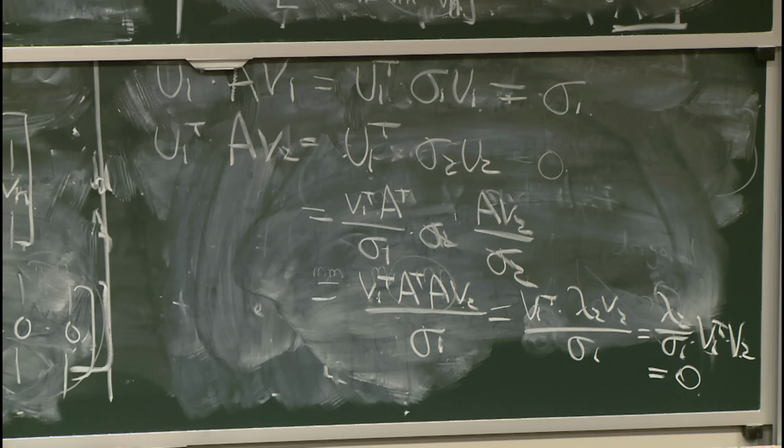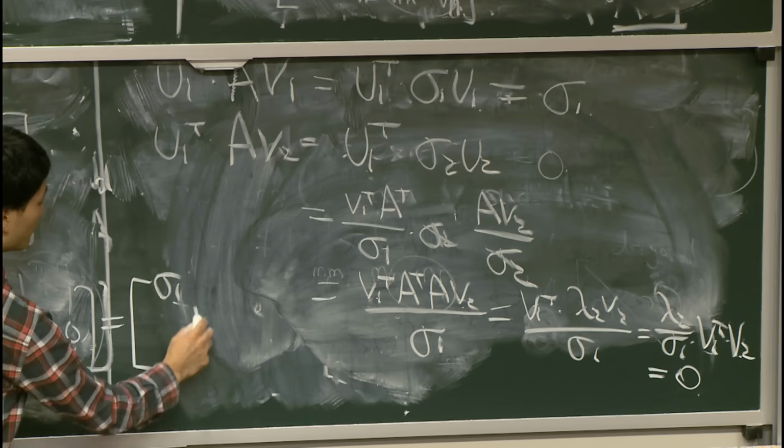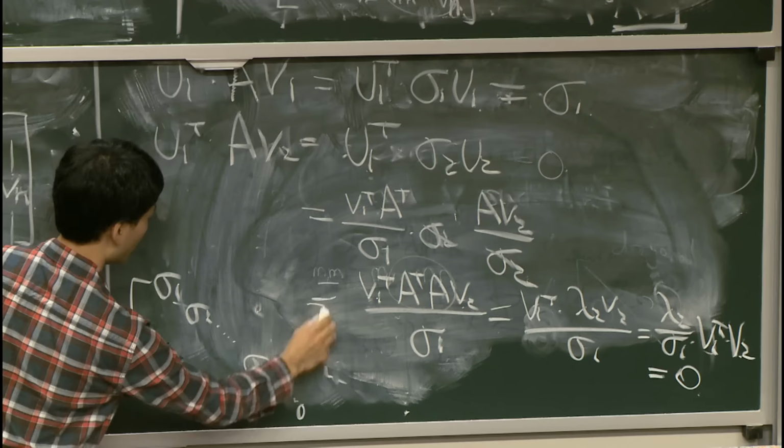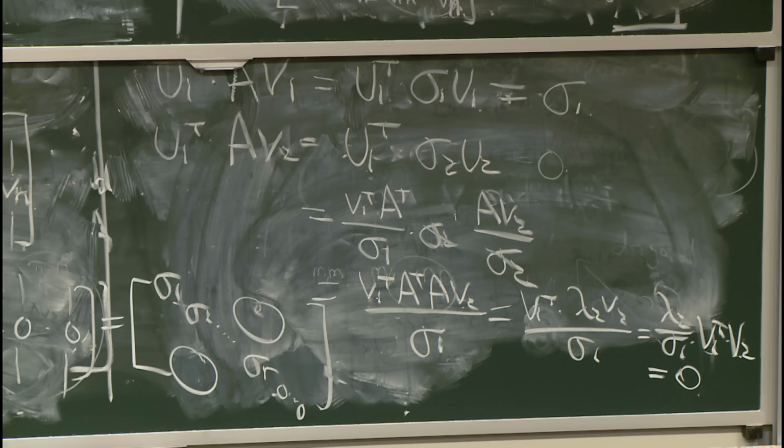So if you do the computation, what you're going to have is sigma 1, sigma 2 on the diagonal, up to sigma r, and then 0 for the rest. Okay, sorry for the confusion. Actually, the process is quite simple. I was just lost in the computation in the middle.